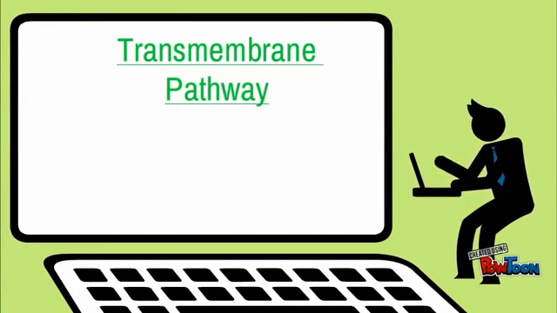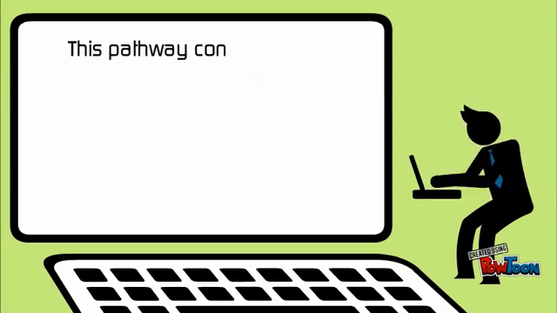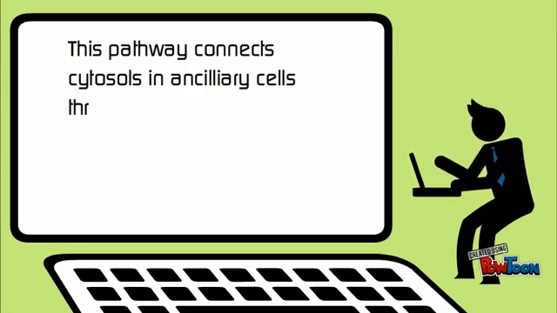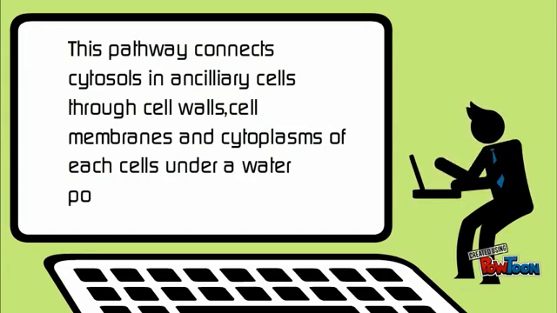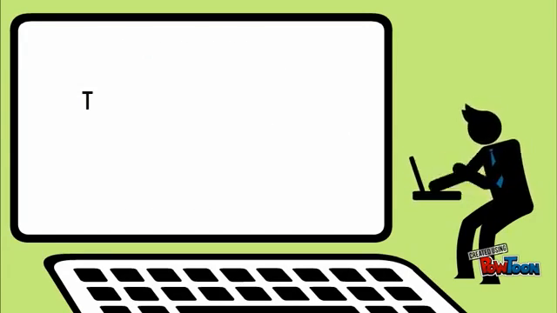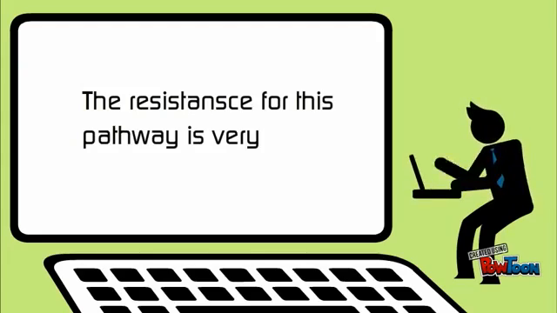Transmembrane pathway. This pathway connects cytosols and adjacent cells through the cell walls, cell membranes and cytoplasms of each cell under a water potential gradient. The resistance for this pathway is very high.